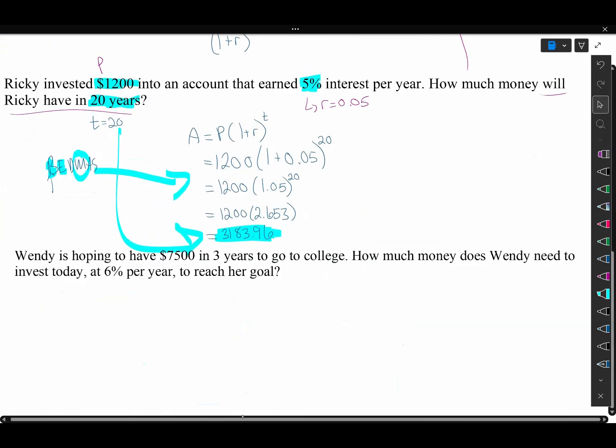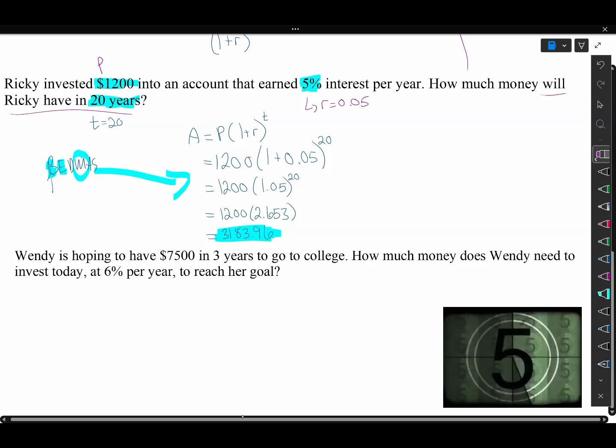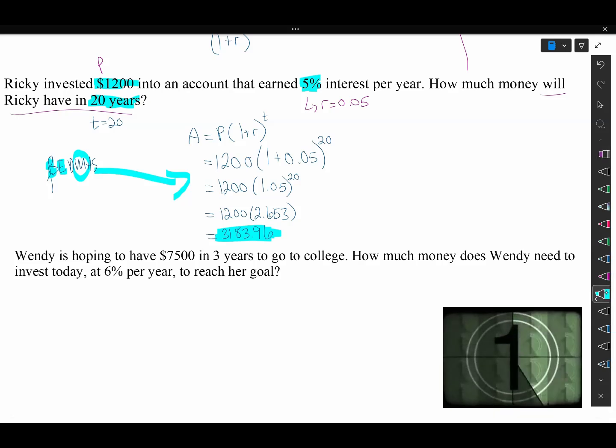If you're feeling really comfortable right here, I encourage you, pause the video, highlight, identify any key pieces to this next problem, identify what your values are for your p-value, your r value, your t value, or your a value, and then choose an appropriate equation. If you feel comfortable with that, great. If not, we're going forward right here, right now.